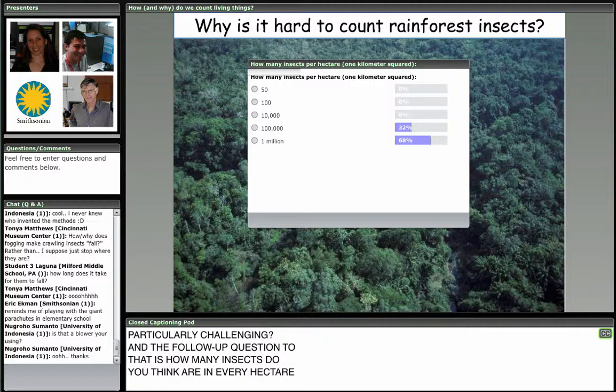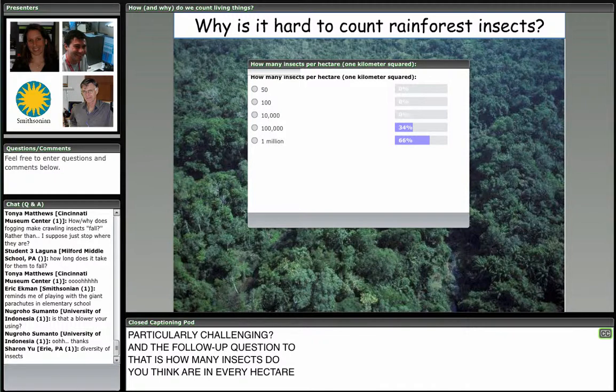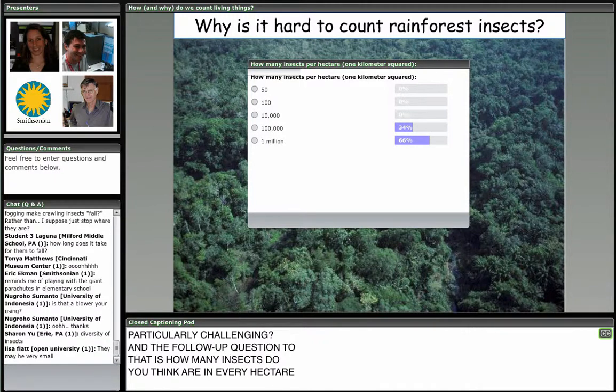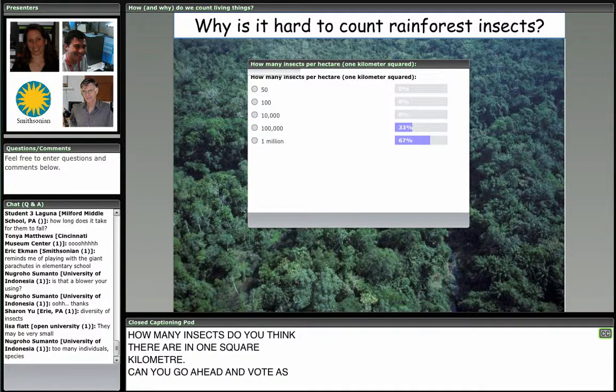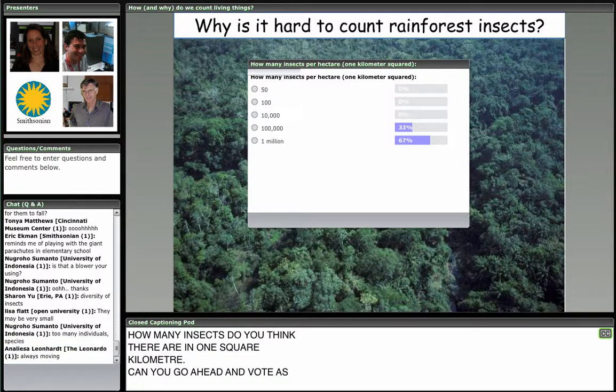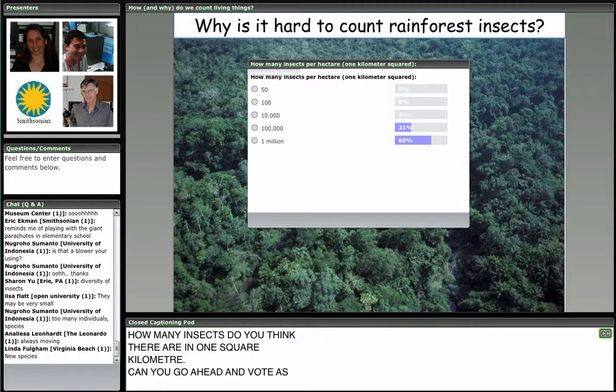We're hearing things like, coming out of Erie, Pennsylvania, just the sheer diversity. They're very small, their size. There are just too many individuals and too many species. Okay, those are all great answers. And they're always moving is another one. Until we put them in alcohol, then they don't really move much. But they're happy, yeah.